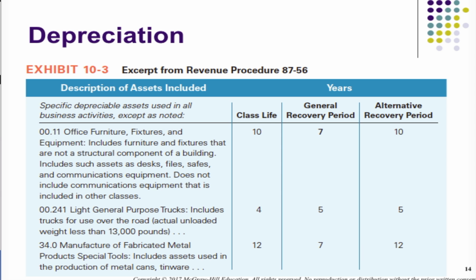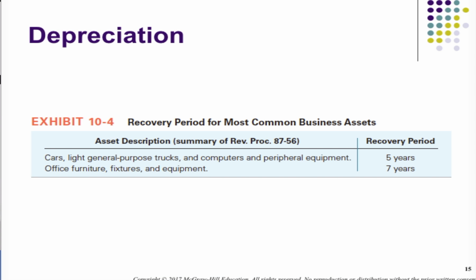Obviously, this isn't the whole thing, but this gives you a look at what a portion of this revenue procedure looks like. It's basically in chart form, and you're pretty easily able to classify most assets into one of the categories listed in 87-56. You see there, these are the most common business assets that most people deal with. And from 87-56, we can see that the recovery period on a lot of these normal capital assets for a business are 5 and 7 years respectively.